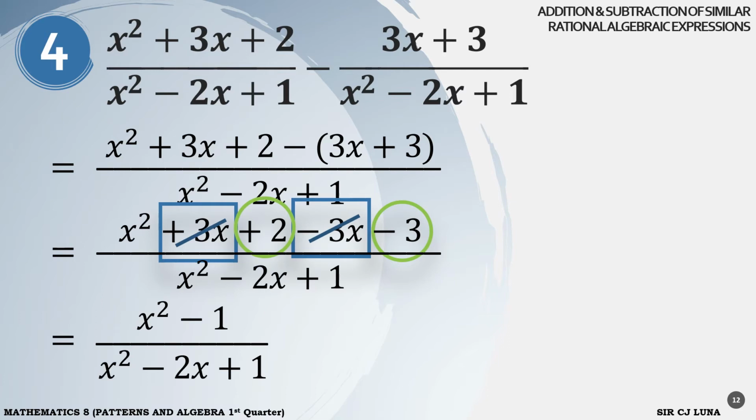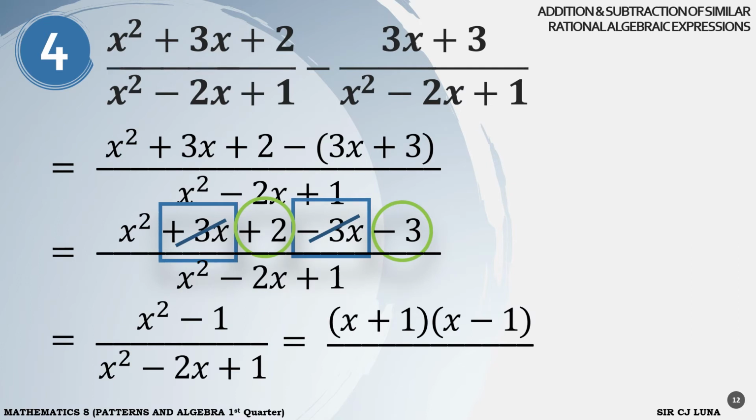Okay? So what's next? Good. We will get the factors before we can cancel. Okay? So what are the factors of x squared minus 1? Very good. This is difference of two squares. Therefore, the factors are quantity x plus 1, quantity x minus 1.